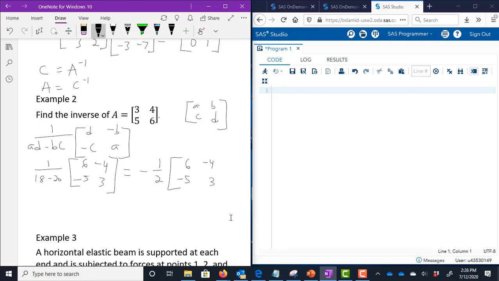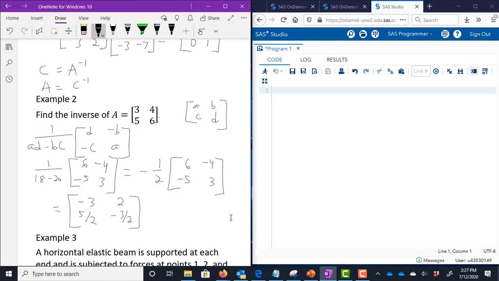So, doing so, we can now multiply every entry in the matrix by this negative 1 half. This would give us values of, let's see, negative 3, 2, 5 halves, and then negative 3 halves.